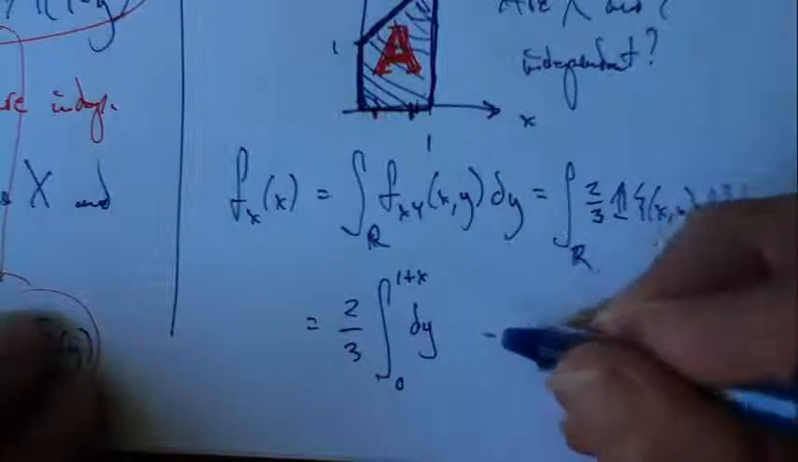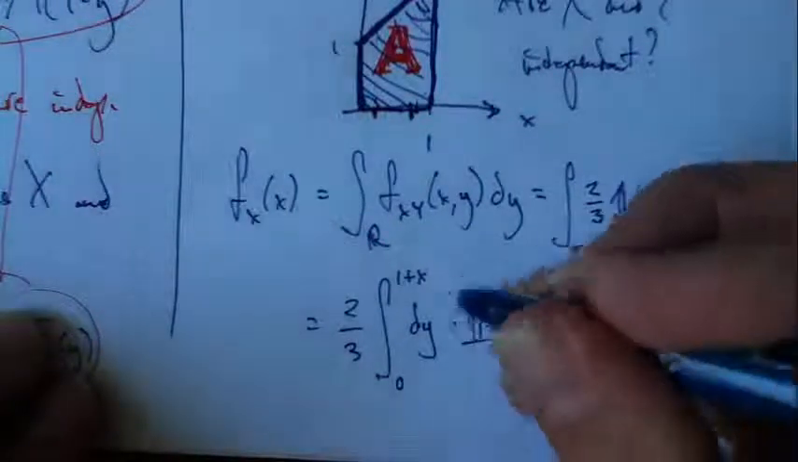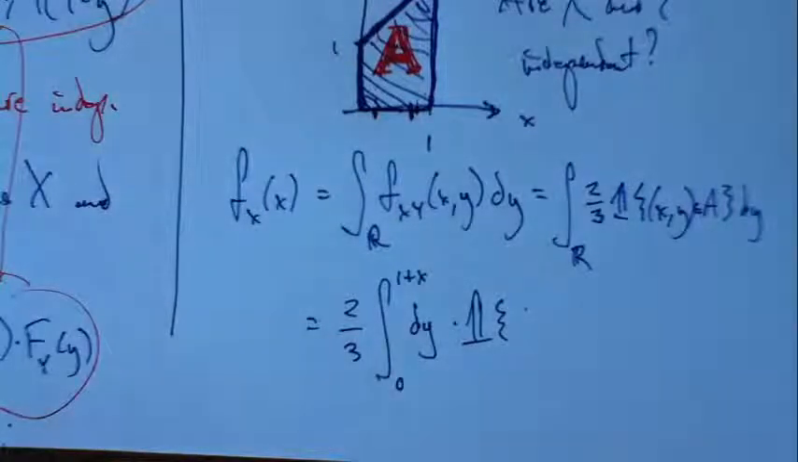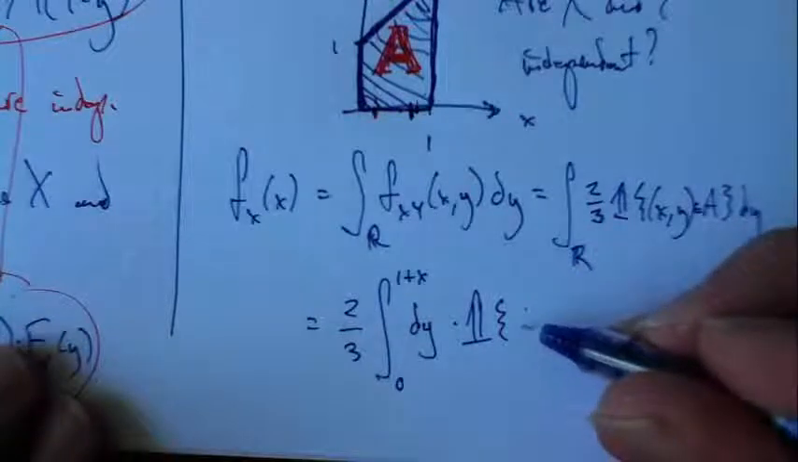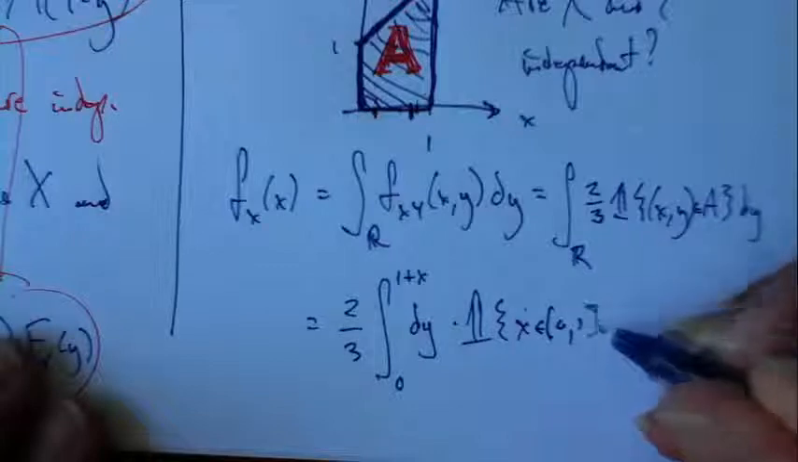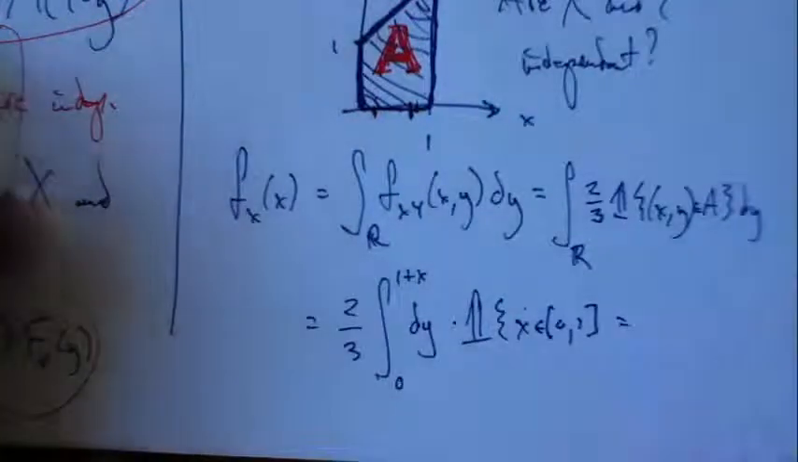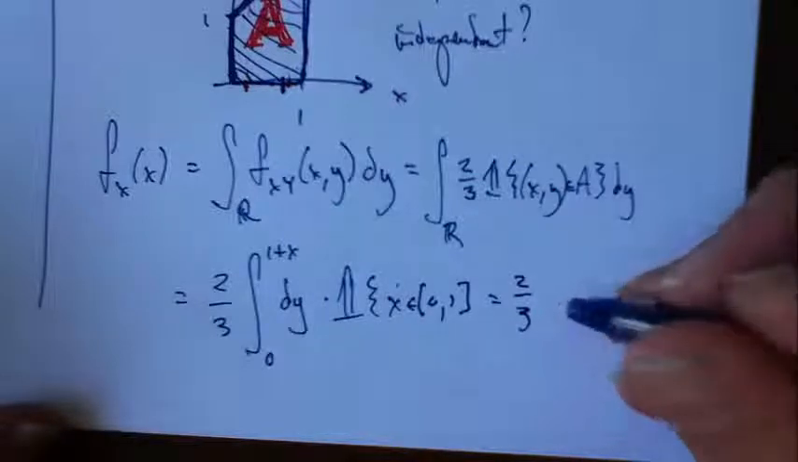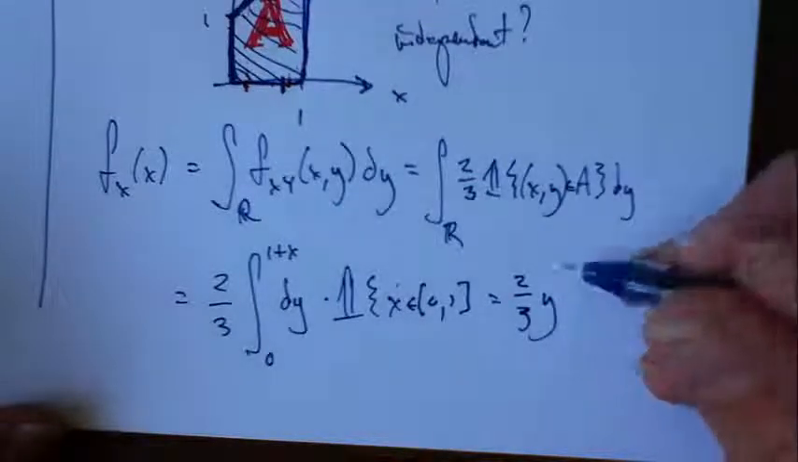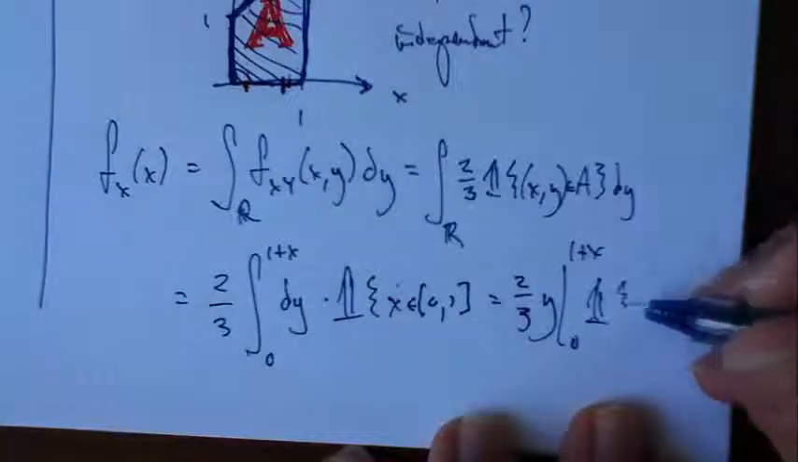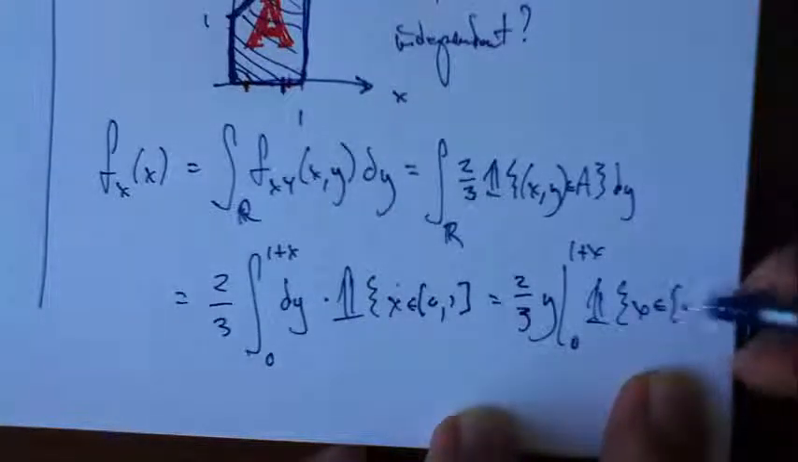And I need to multiply the whole thing by the indicator function that x is between 0 and 1. Okay, so all this becomes 2/3 times y from 0 to 1 plus x, times the indicator that x is between 0 and 1.